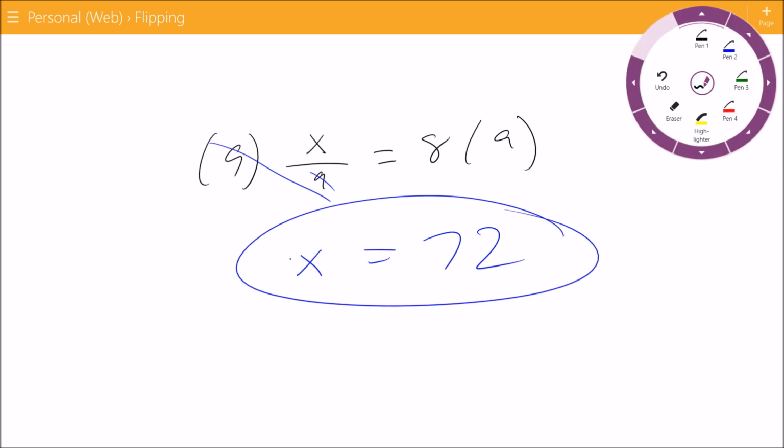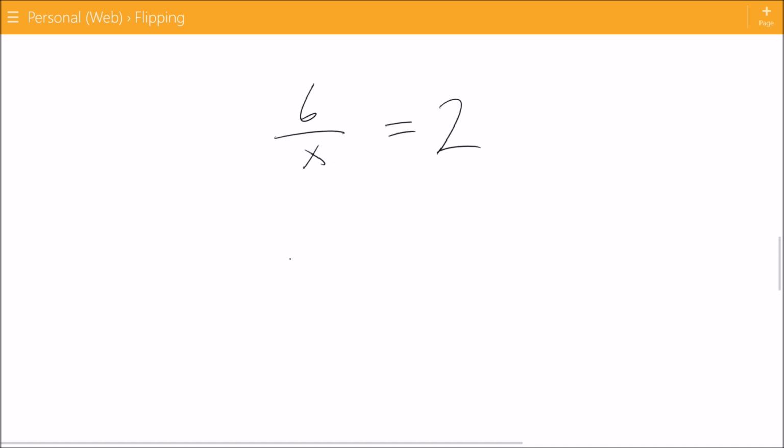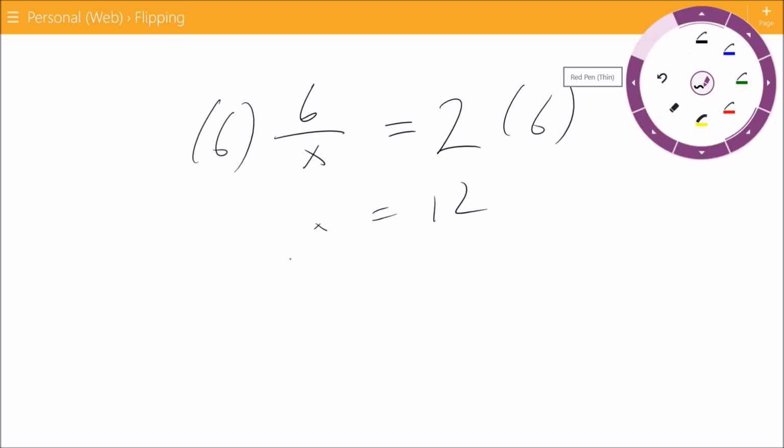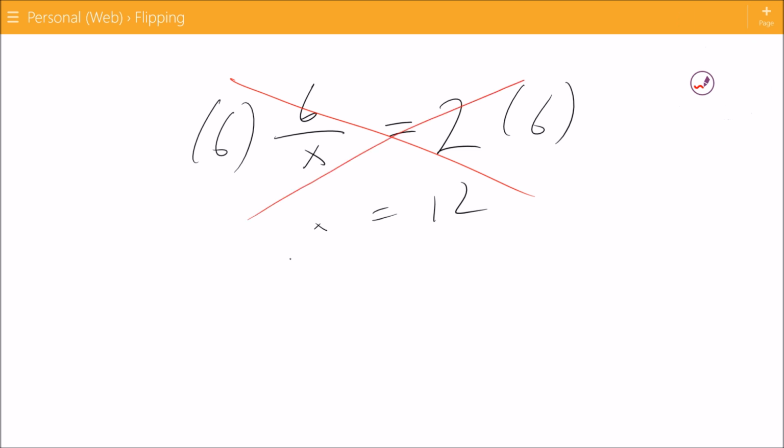I want to draw your attention to a special case here, where if you have 6 over x equals 2, the temptation that I see all the time is for people to say, oh, okay, I'm just going to multiply by 6 on both sides, and then I'm going to get x equals 12. No, no, no, don't do this. This doesn't work. That will make you have a big frowny face.